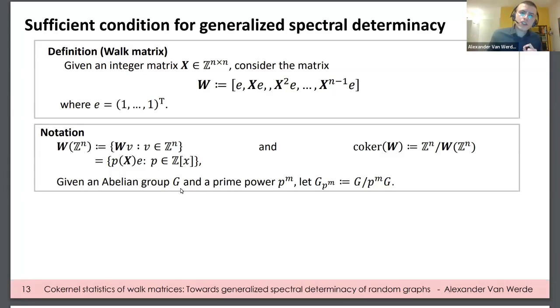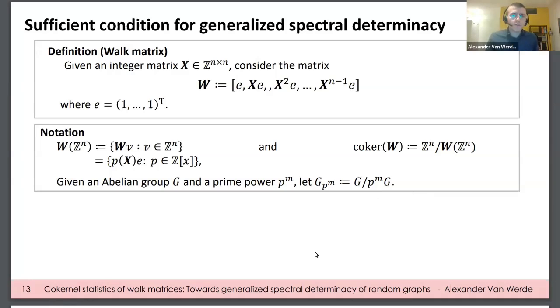Let me also introduce some additional notation, just for simplicity. If I have an abelian group, like the cokernel, and some prime power, then for brevity, I will denote G subscript p^m to be the associated quotient.